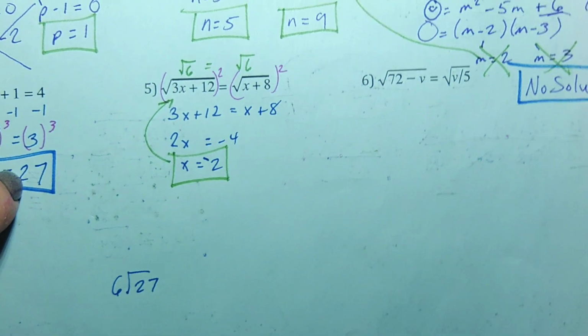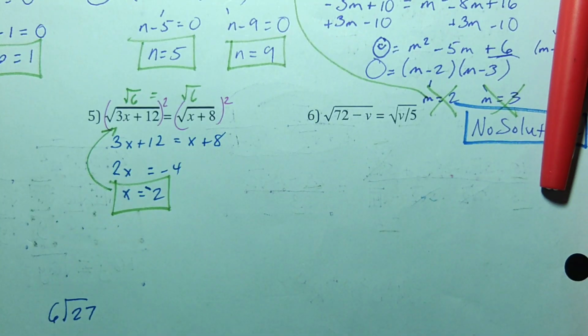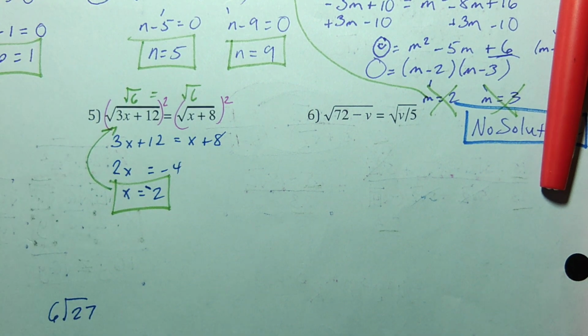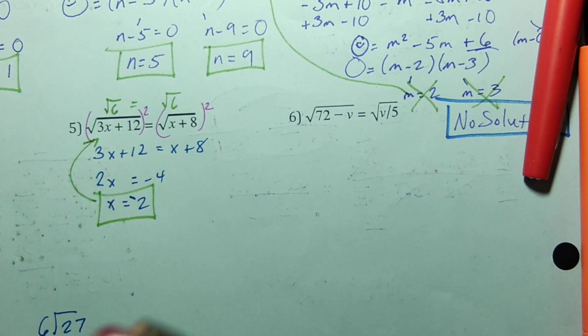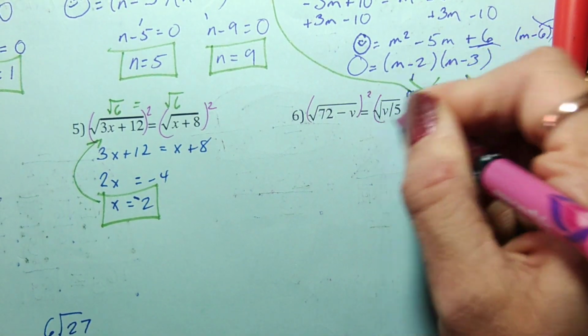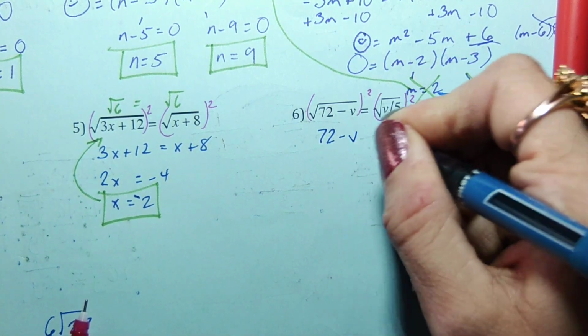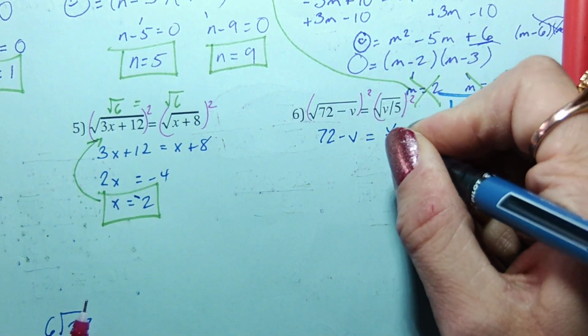The formatting on this next one is not great. That second radical says v divided by 5. So similar to the last one, we can go ahead and square both sides. So 72 minus v equals v over 5.